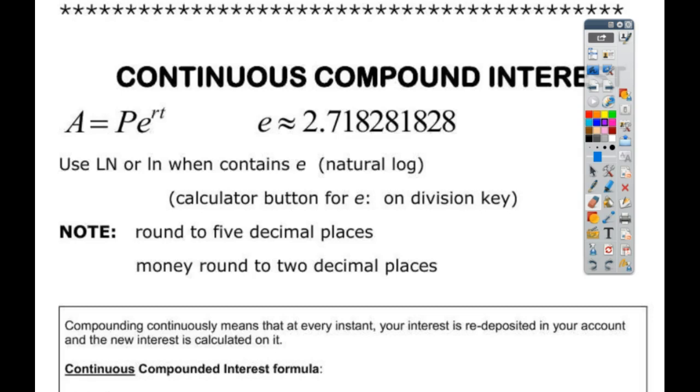Also, in the formula, you see where it says E to the RT? The inverse of the LN button, if you look above it, has E raised to the power. And we're going to use that today, okay? So when we're doing continuous interest, you're going to use your E button.